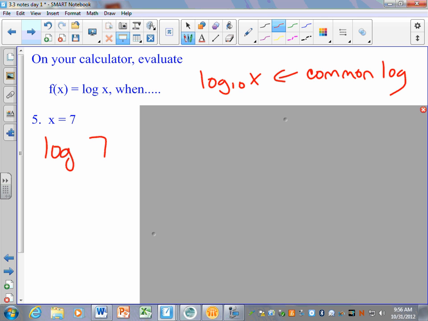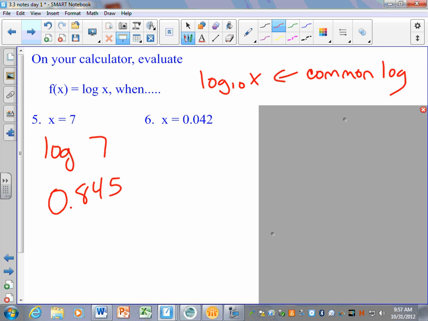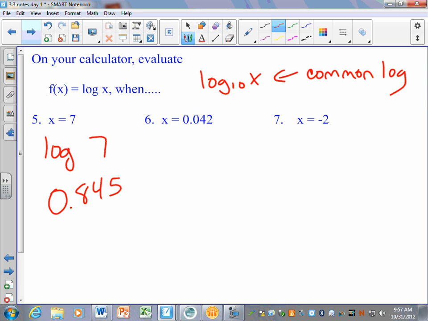And the directions tell you what to round to. I think we're going to go to 3 decimal places. I didn't write it up here, but in your book, they tell you what to round to. And if you type that in, I think you just get 0.845. And what that's still doing is it's telling you 10 to the what power equals 7, which is why it's less than 1, because it's not going to be so pretty to do. So try these two real quick on your calculator.